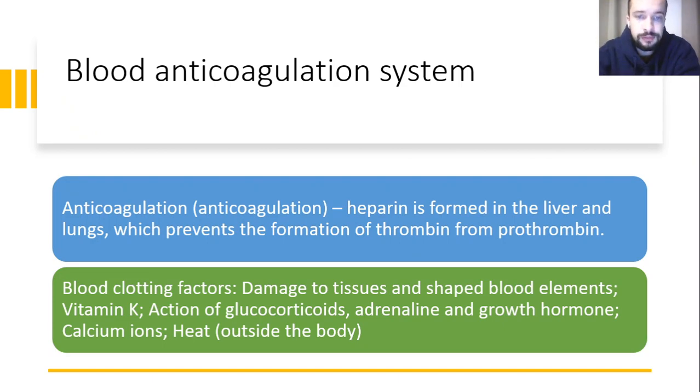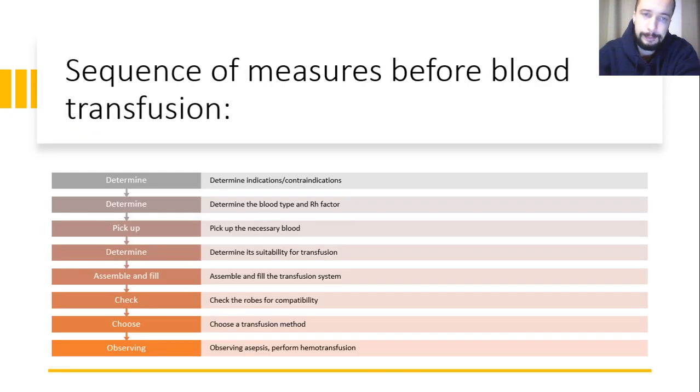Blood clotting factors, damage to tissues and shaped blood elements, vitamin K, the action of glucocorticoids, adrenaline and growth hormone, calcium ions, and heat outside the body.